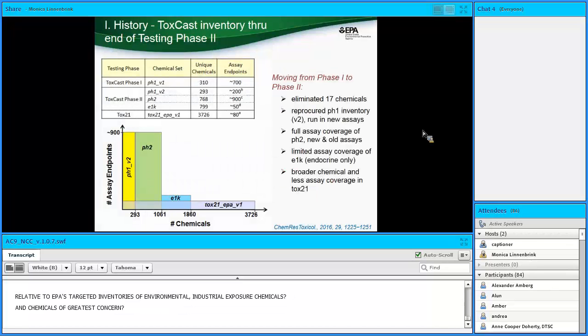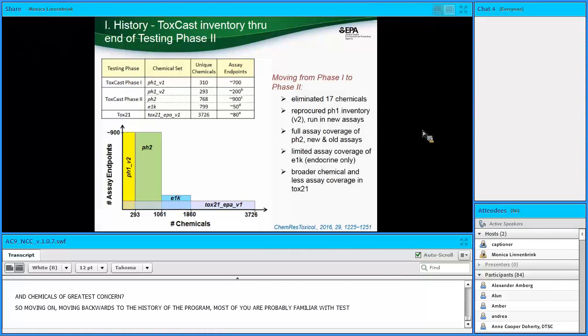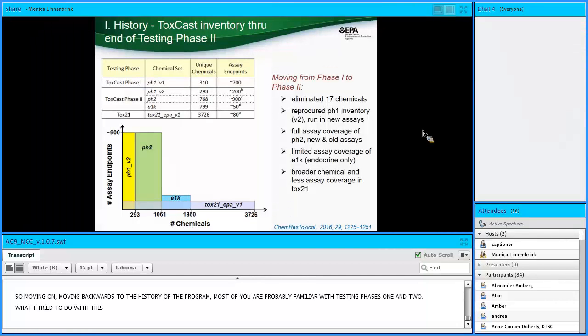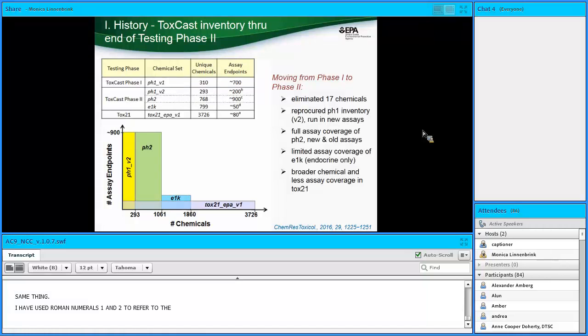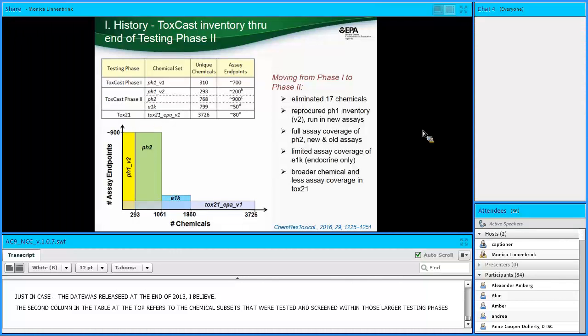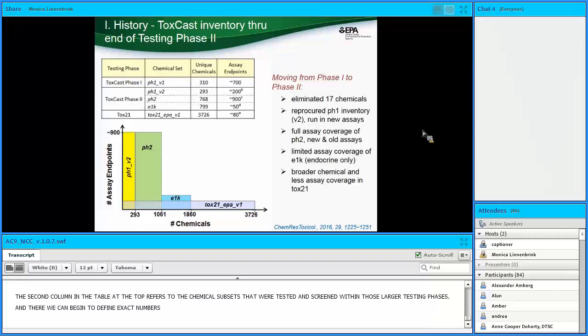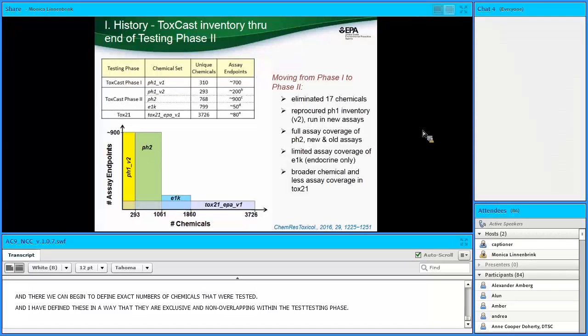So moving backwards to the history of the program, most of you are probably familiar with testing phases 1 and 2. What I tried to do with this paper and moving forward is to really clarify some of the nomenclature so that we're all talking about the same thing. I have used Roman numerals 1 and 2 to refer to the temporal phases of the program. The earliest testing phase was completed in, I believe, 2011. Testing phase 2 data was released at the end of 2013, I believe. The second column in the table at the top refers to the chemical subsets that were tested and screened within those larger testing phases. And there we can begin to define exact numbers of chemicals that were tested, and I have defined these in a way that they are exclusive and non-overlapping within the testing phase. So this is through ToxCast Phase 2.